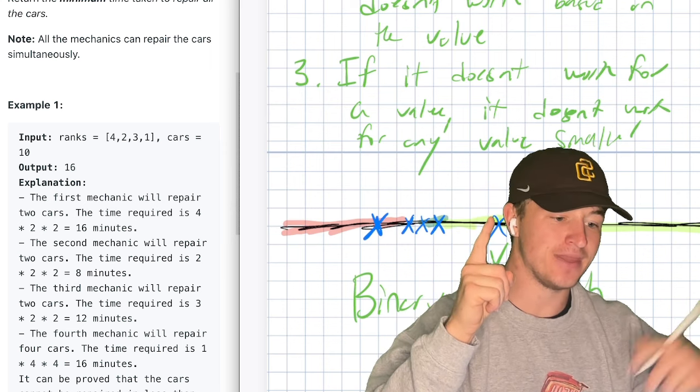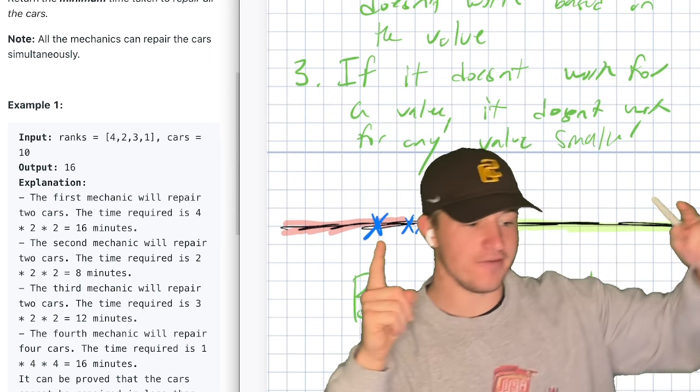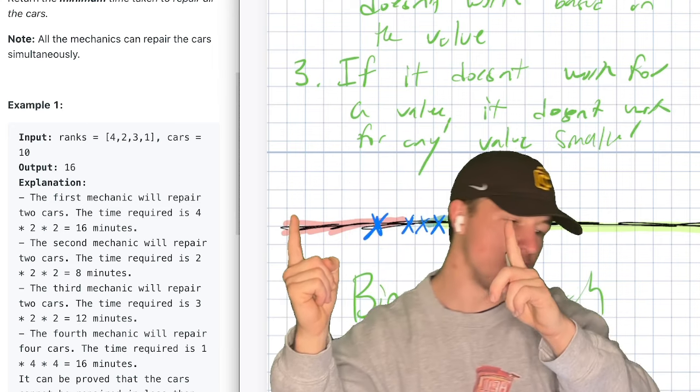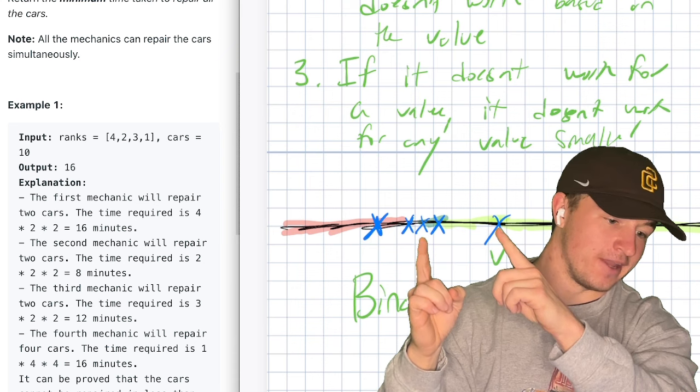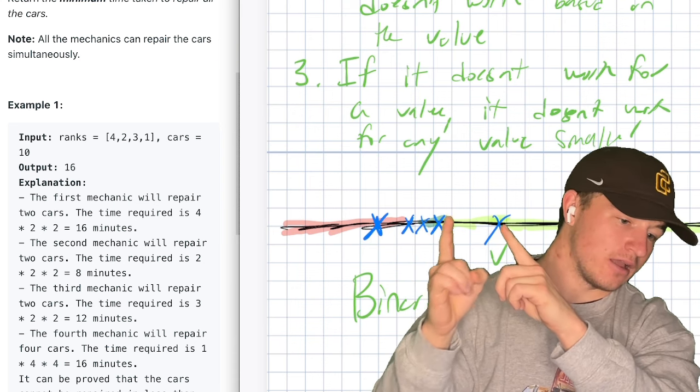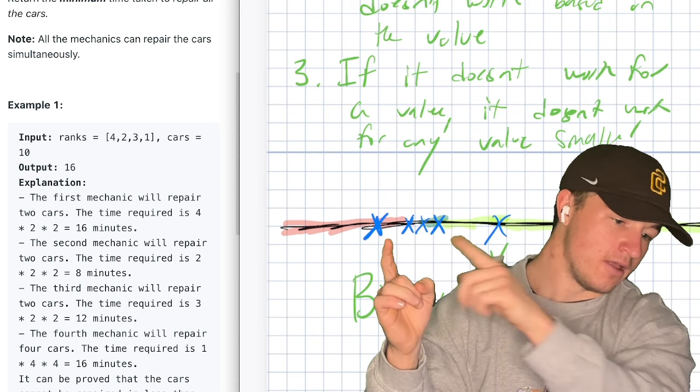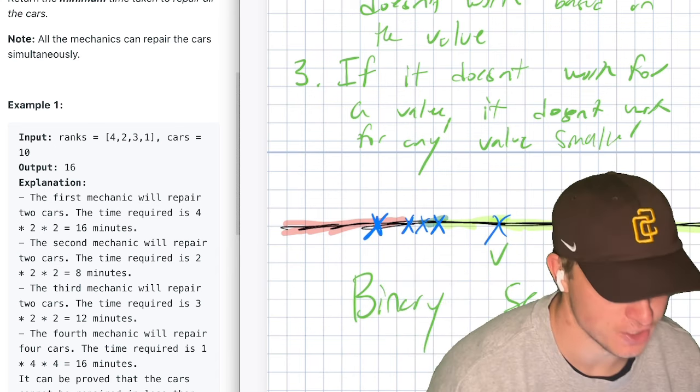We check the middle. If it works, we eliminate everything over here. We look at here, we check the middle. It doesn't work, so we eliminate everything over here. We go over here, we check the middle. I lost count here, but you get the general idea of how this works, right?